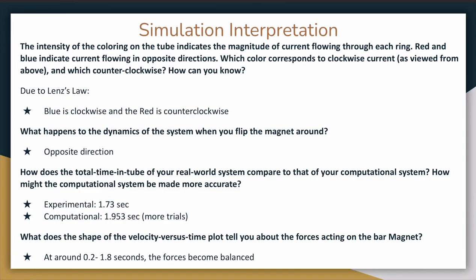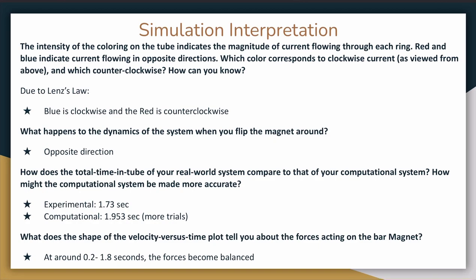So here is a variety of questions that pertain to the simulation. In terms of interpretation, we have to understand color coordination in terms of the current. Due to Lenz's law, the blue is going to be clockwise. Blue is what you can see on the previous slide. And the red is going to be counterclockwise, which is not seen. And then if you flip the magnet around, we're going to have it going in the opposite direction.